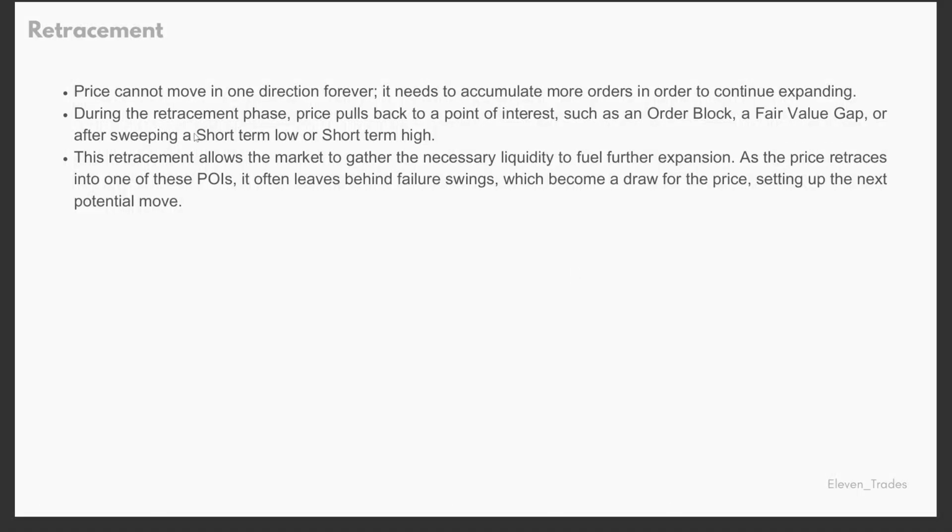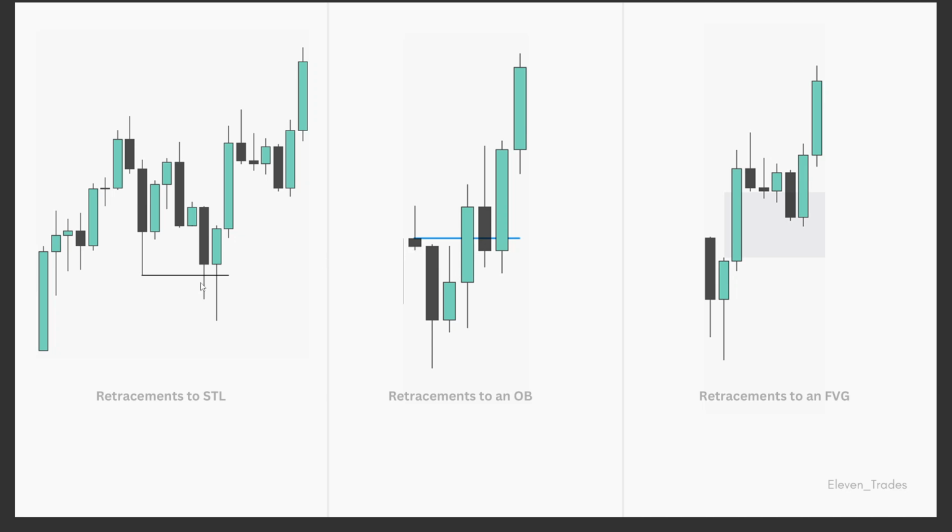Retracement: price cannot move in one direction, it needs to accumulate more orders in order to continue expanding. During retracement, price pulls back into a point of interest, such as an order block, a fair value gap, or sweeping the short-term low. So in this schematic, retracement to the short-term low. So we sweep the short-term low and then expansion to the upside. The price expanded, then a retracement, a stop hunt, and then expansion again. Retracement to order blocks. Price retraces into this bullish order block and then expanded away.